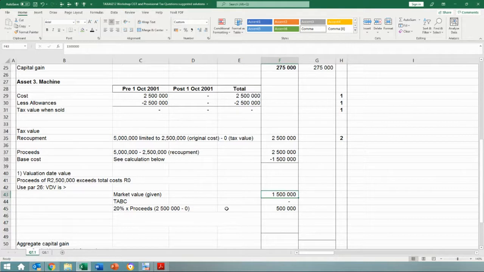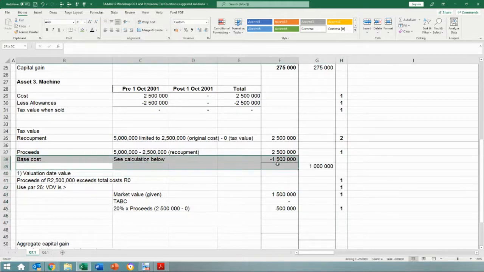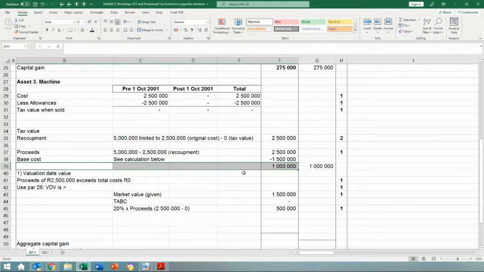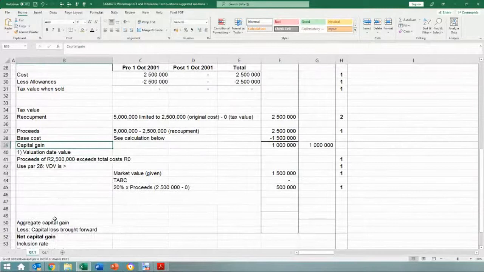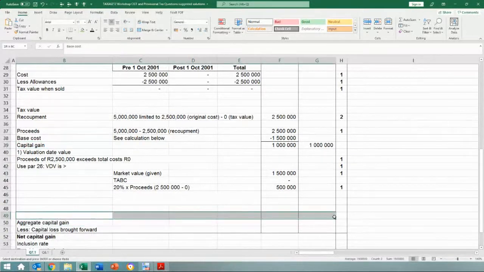Now, the taxpayer can elect which one of the amounts to use, and they've elected to use the higher one of the two, which was the 1.5 million, to do their capital gains tax calculation. So that means the capital gain we've made on that amount is 1 million. If we take the proceeds less the base cost, we've made a capital gain of 1 million, which we include. Then we go work out what is the aggregate capital gain.